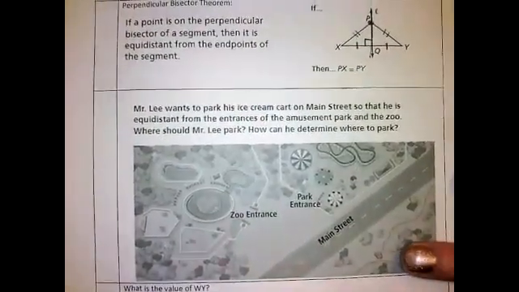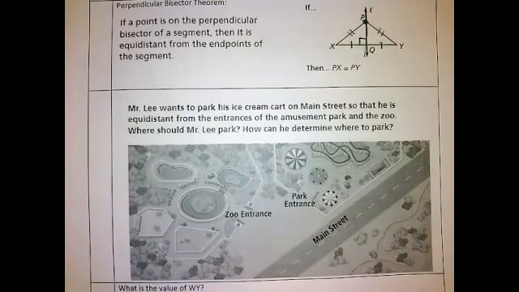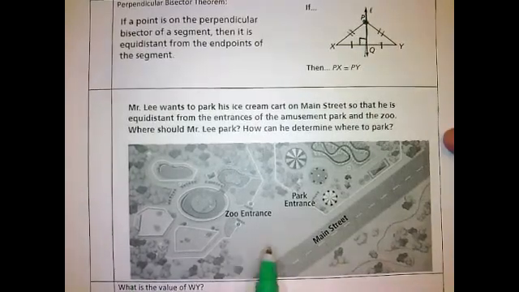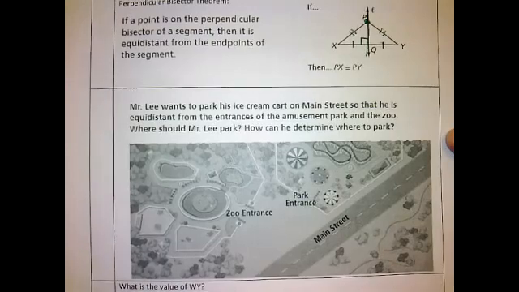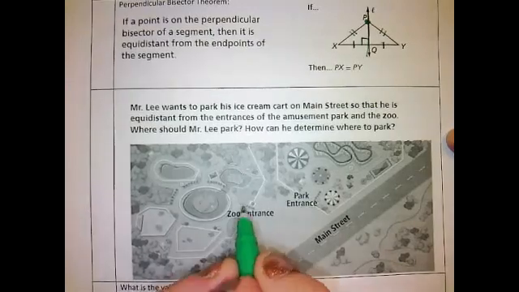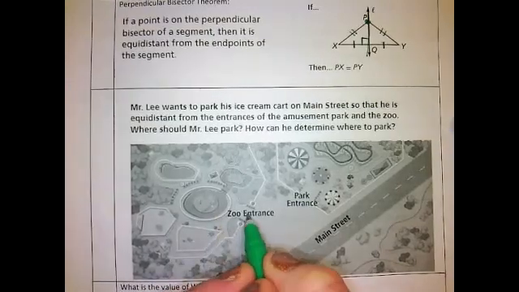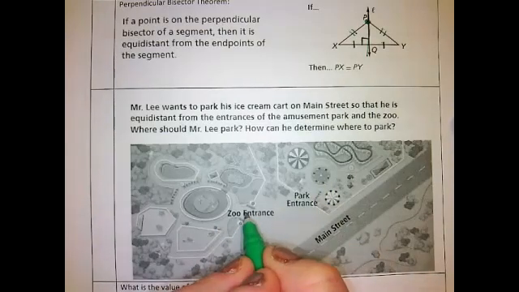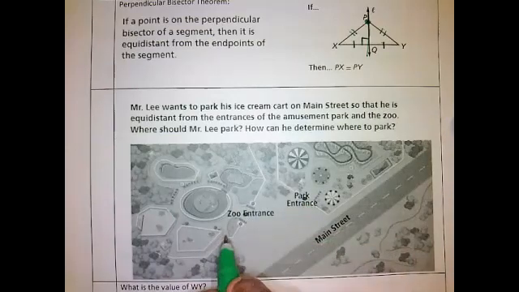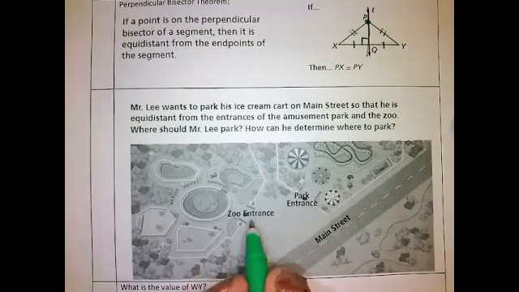So here we have a problem. It says Mr. Lee wants to park his ice cream cart on Main Street. So he wants to park it somewhere here on Main Street. And he wants to park it so that he is equidistant from the entrances of the amusement park and the zoo. Where should Mr. Lee park and how can he determine where to park? Well, since we know that a point on a perpendicular bisector is the same distance to there and there, we need to create a perpendicular bisector.